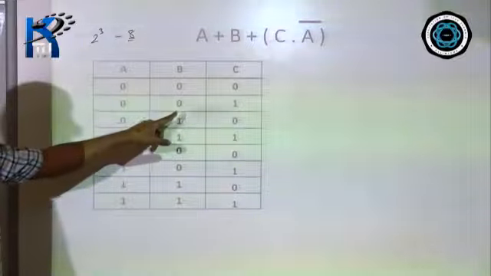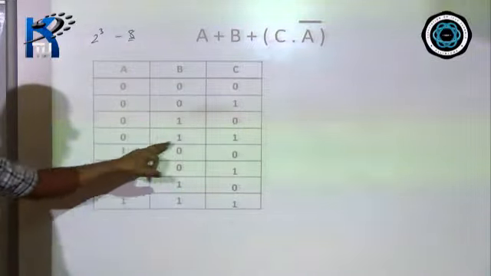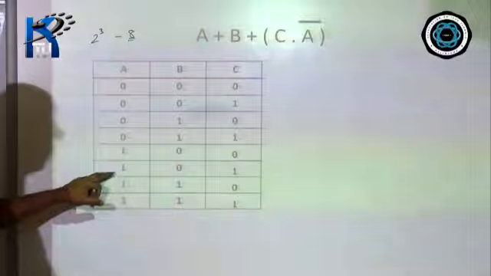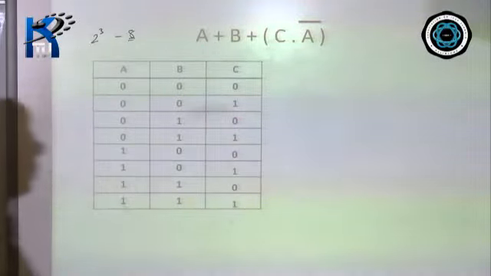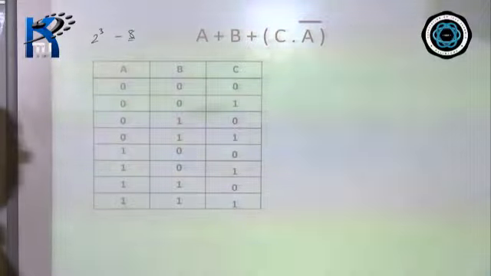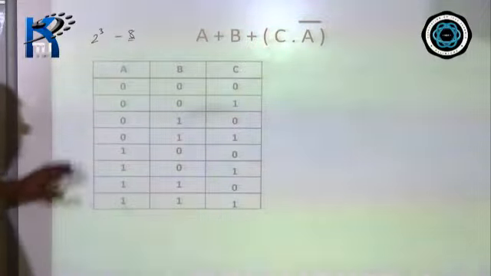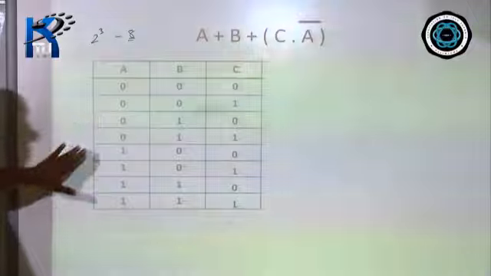0 0 0, 0 0 1, 0 1 0, 0 1 1, 1 0 0, 1 0 1, 1 1 0 and 1 1 1. So there is no repetition of any of the combinations. Fine? So for the three literals, the truth table is ready.